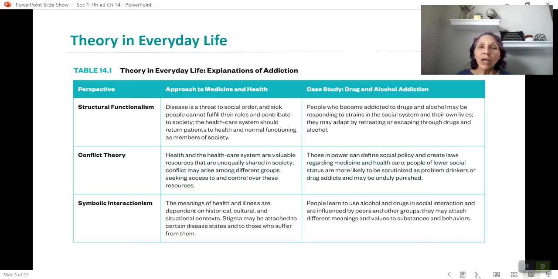Conflict theorists focus on, again, power and money and access to resources. So for conflict theorists, when they look at the American healthcare system, they see that there are really two types of healthcare in the United States. There's the healthcare for wealthy people that wealthy people can easily access.